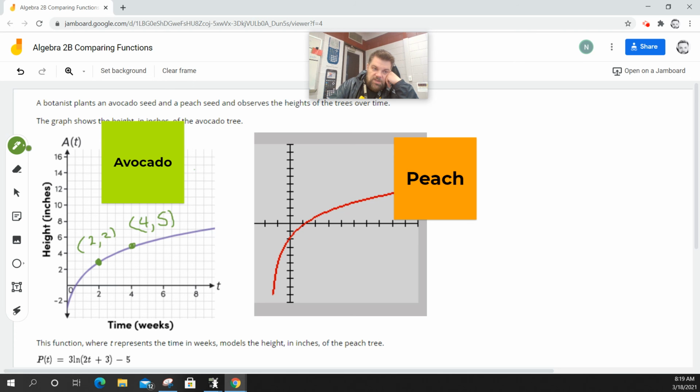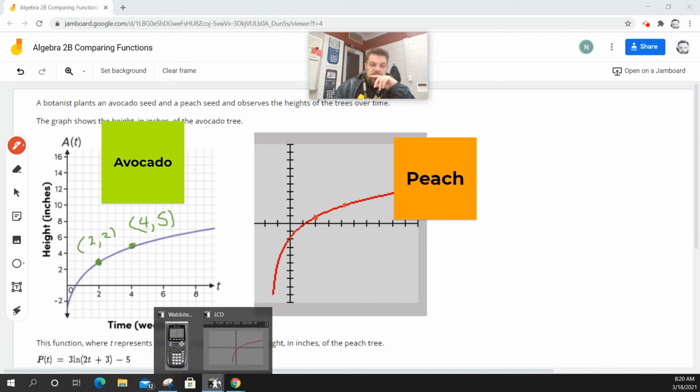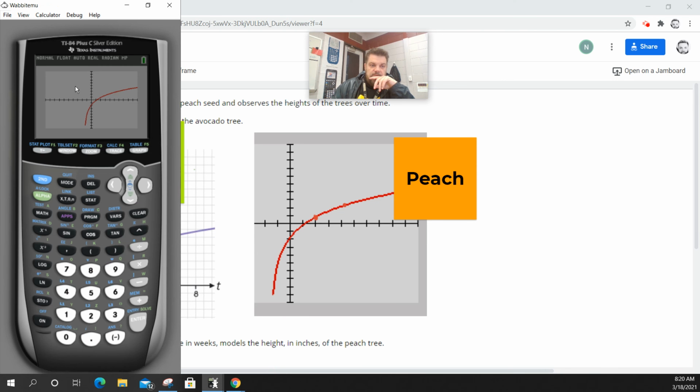All right. Now, if I come over here and I look at this one, I don't know what this value is, and I don't know what this value is, but I can find out. So let's see what it is.